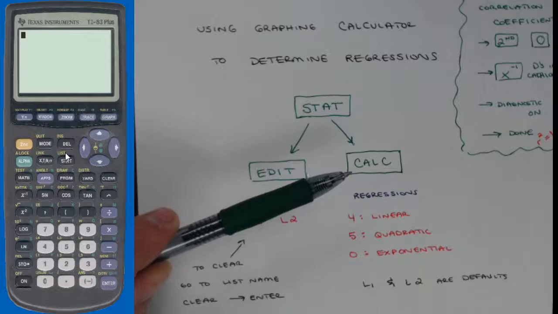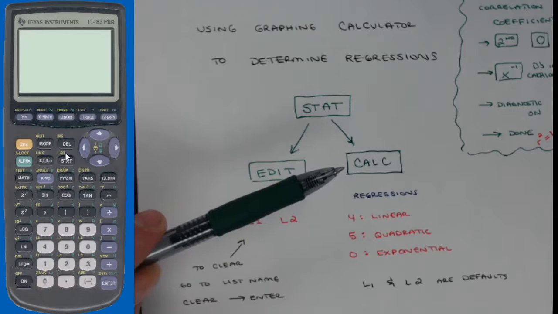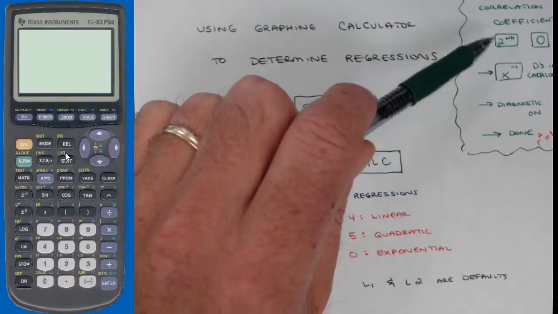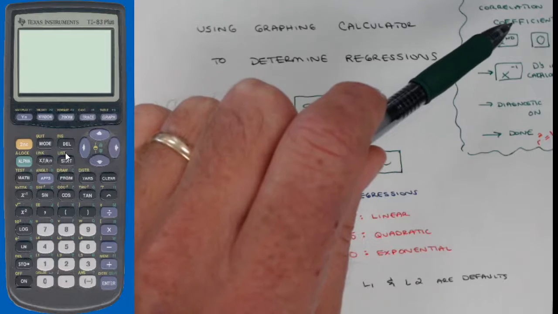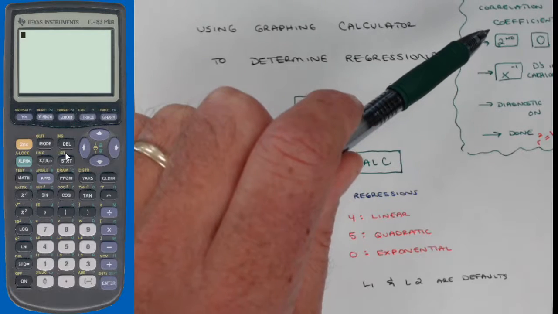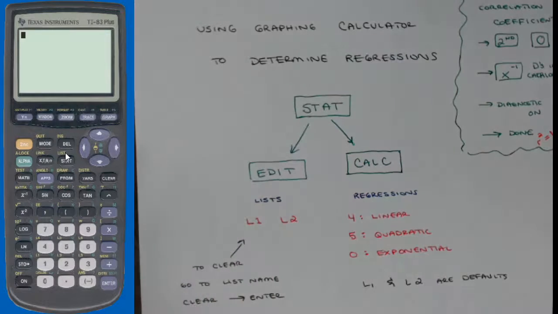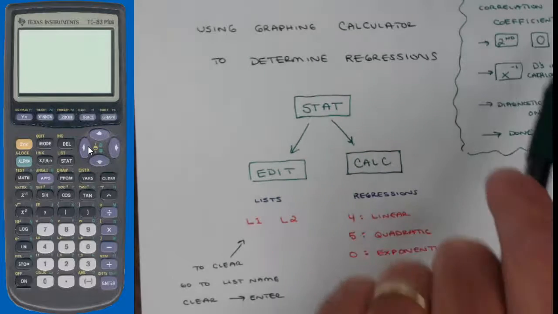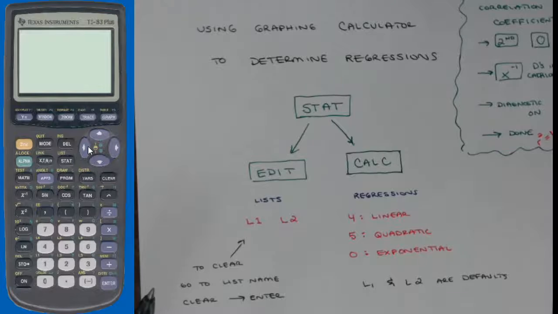But before we do that, we want to make sure that your correlation coefficient is turned on, and the way we're going to do that is to hit second zero. You see that up here, okay? If I'm going too fast, just feel free to pause it, find it on your calculator. But here's second and zero.